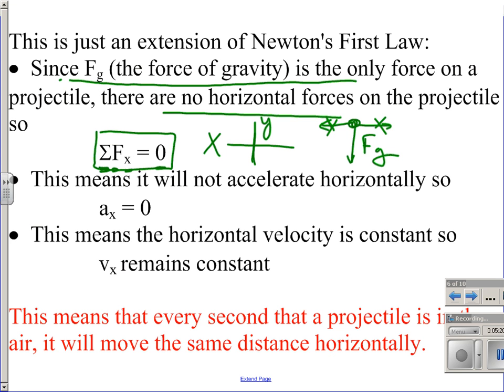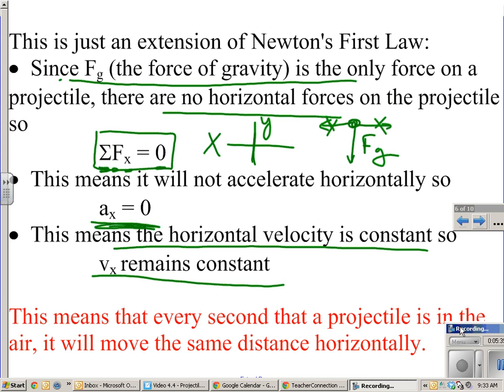And since there's no forces on it, it's not going to accelerate horizontally, which means the horizontal velocity is going to stay constant. Your Vx is always going to be the same. Okay, so after you throw your projectile, however fast it's moving horizontally, it's going to keep moving at that rate horizontally. And this last part is super important.